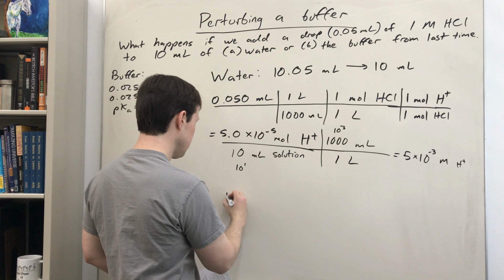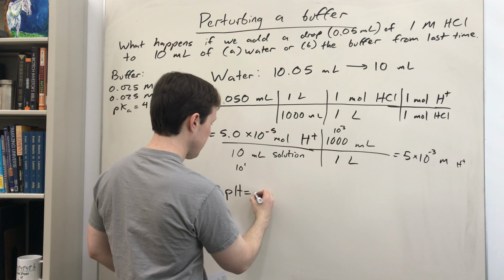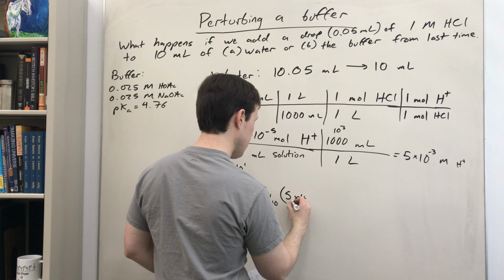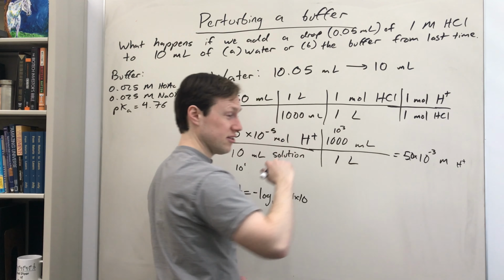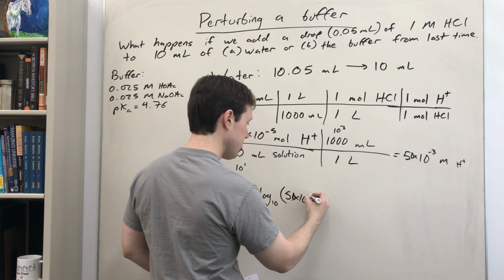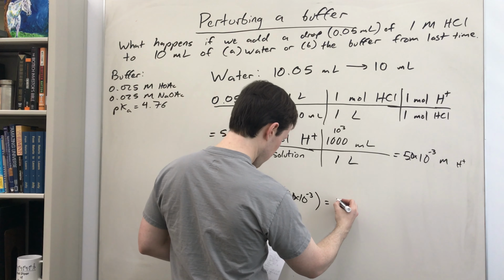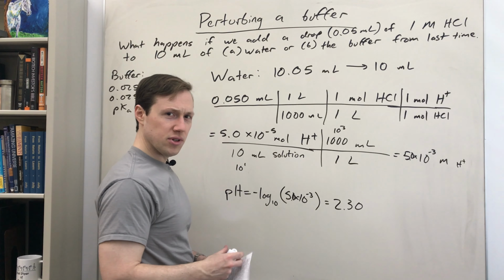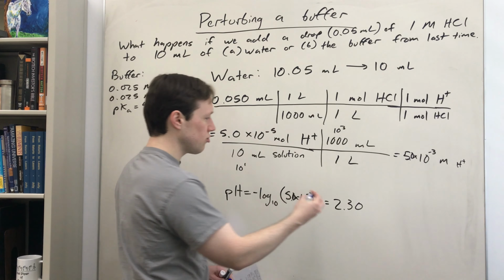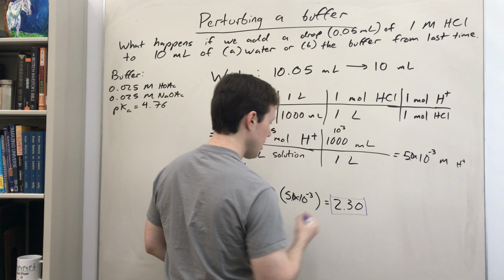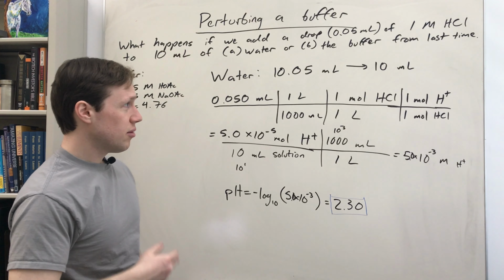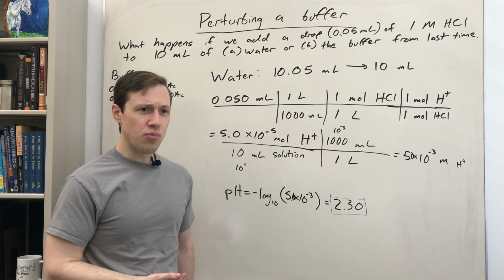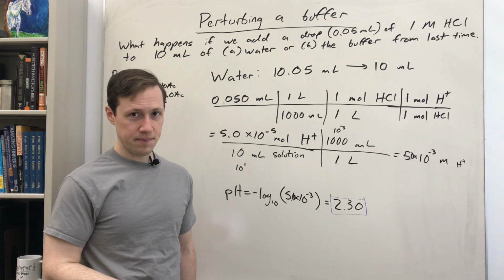So let's put in our significant figures here. Don't want to get too sloppy. That's going to give us a pH of 2.30. What does that mean? Well, that means that even adding 1 drop of HCl to 10 milliliters of water brought the pH from 7, where it started, all the way down to 2.3. That's an enormous swing.